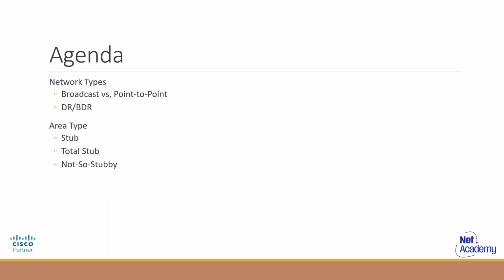We're going to cover the different network types. In our case, we're going to focus on broadcast and point-to-point. And we're also going to cover different area types: stubs, totally stubs, not-so-stubby.